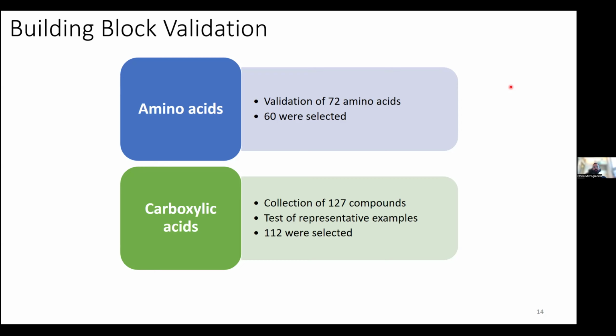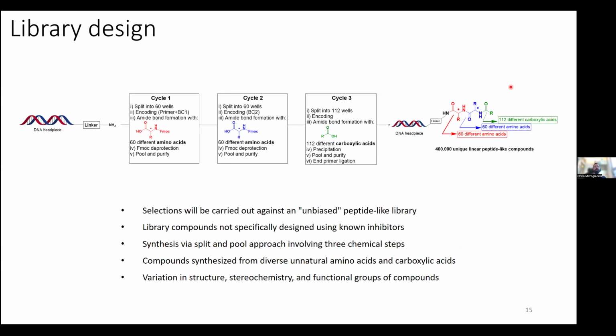So we validated 72 amino acids, and 60 of them were high yielding, so they were included in the library. And we did the same with the carboxylic acids. From 127, we tested representative examples, and we decided to include 112 of them.